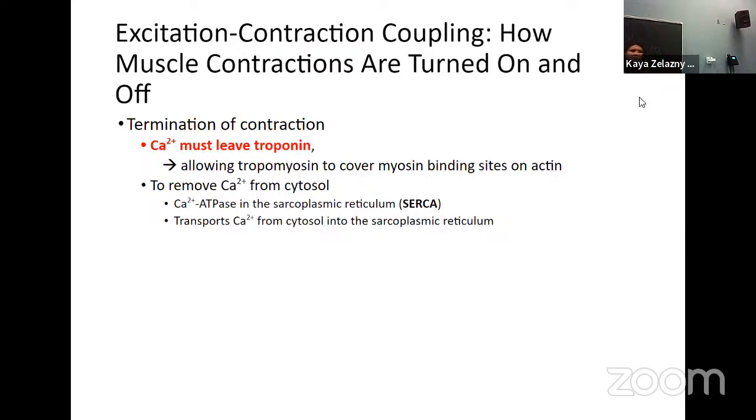So in order to terminate our contraction, so in order to relax the muscle, we're going to have to get rid of the calcium. Okay? So when we get rid of the calcium, this is going to put the tropomyosin back into place. So it's going to cross out those myosin binding sites again, which are on the actin. Okay. So we do have some things that help us remove that calcium from the cytosol. One of them is in the sarcoplasmic reticulum. So we have a calcium ATPase sucking the calcium back up into that sarcoplasmic reticulum.